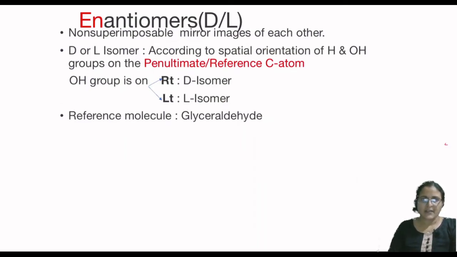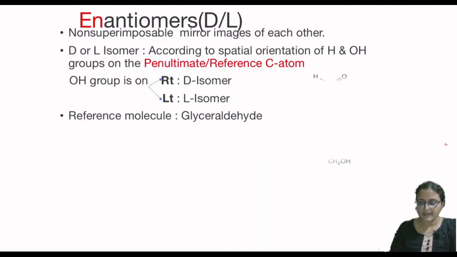Coming to enantiomers, they are mirror images of each other. Remember, en means entirely opposite of the molecule; they are the D and L isomers. According to the spatial orientation of the H and OH groups on the penultimate carbon atom, we classify them as D or L isomers. If the hydroxyl group is on the right side, it is a D isomer, and if it is on the left, it is an L isomer.